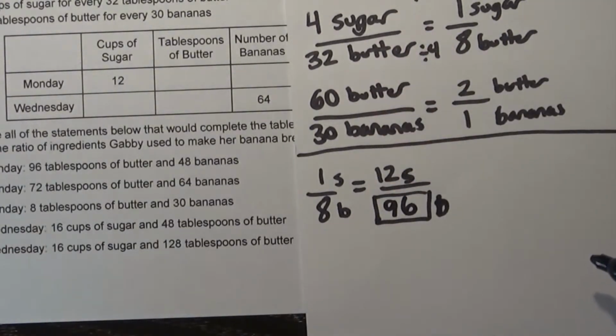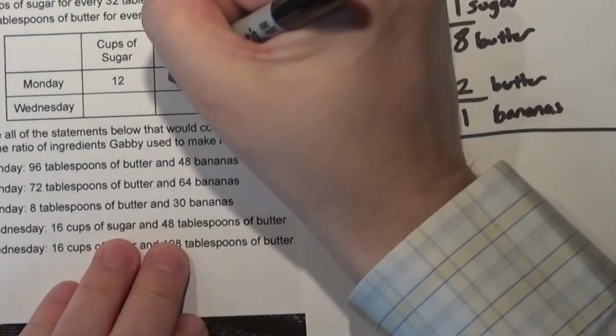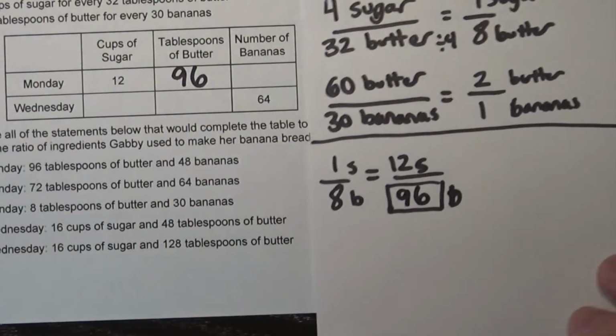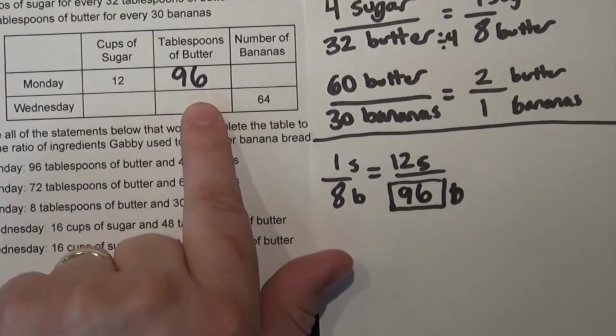Okay, let me do the same thing for butter to bananas. Now that I know there's 96 here, I can figure out the bananas. So that was a ratio of 2 to 1, butter to bananas.